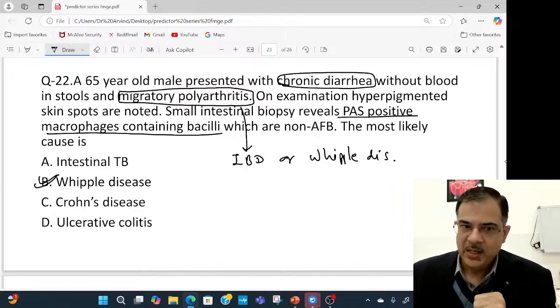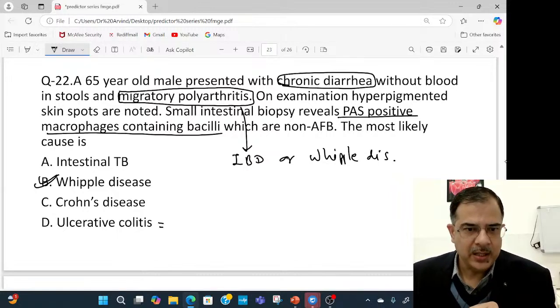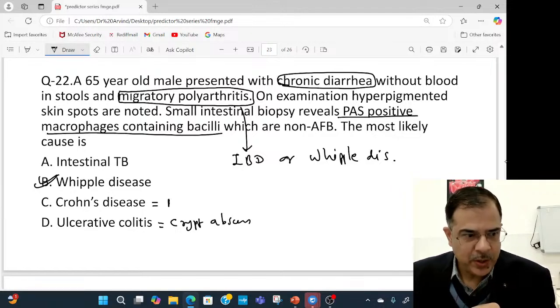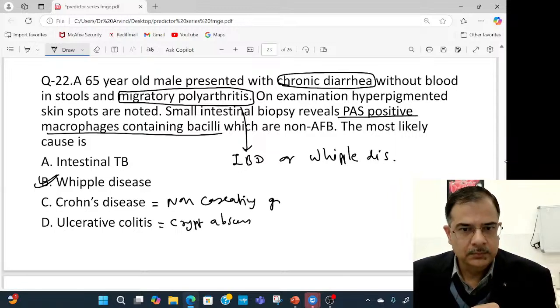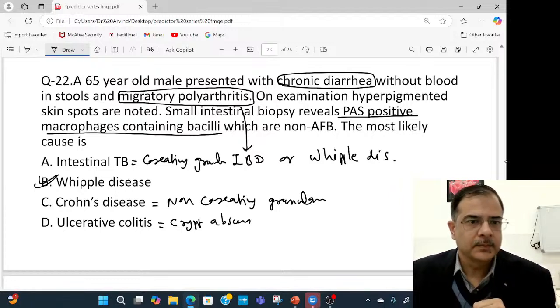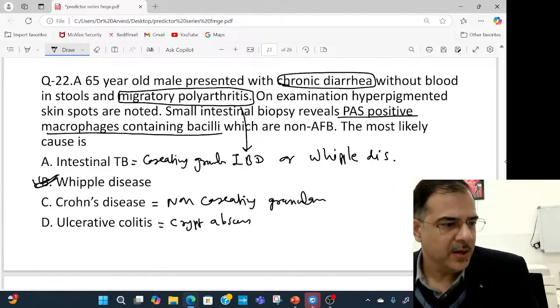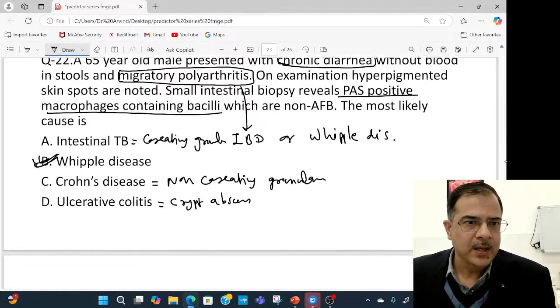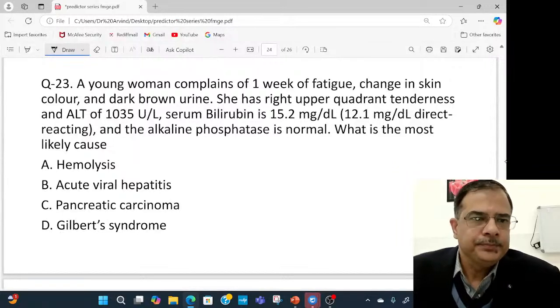Whipple disease. While it will be cryptitis, while it will be in Crohn's disease, IBD, non-caseating granulomas. And here, caseating granuloma. So the answer is B option. Whipple disease will have PAS-positive macrophages. Now come to question number 23.